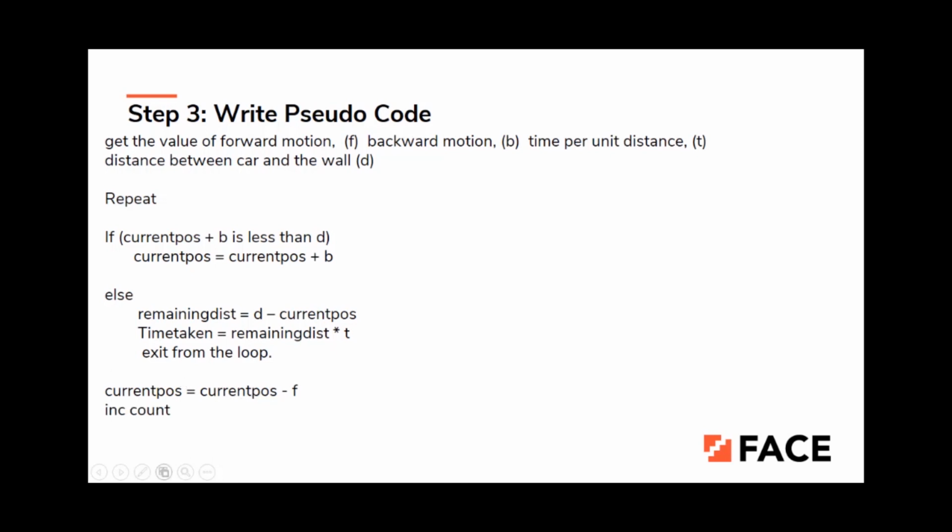So I'm going to increment the total number of times this car has moved forward and backward, and finally I'm going to calculate the total time. So the total time is nothing but the total number of meters it has moved forward and backward for so many times, that is given in count, times the time taken for every meter moved, plus the time taken in the remaining distance as well. So this is my overall formula.